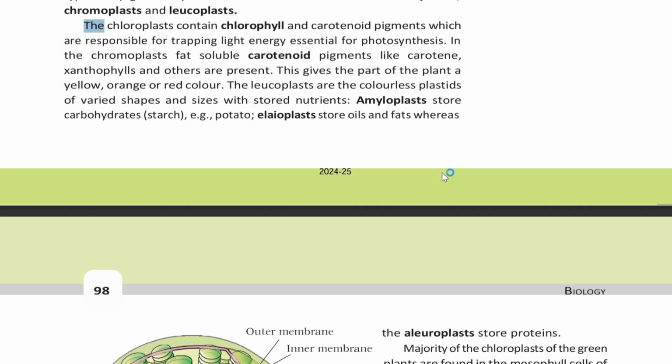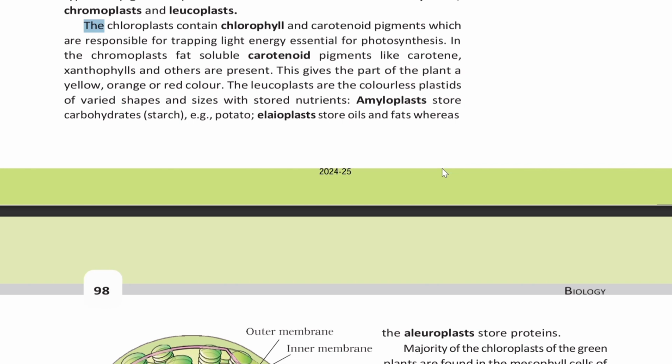The chloroplast contain chlorophyll and carotenoid pigments which are responsible for trapping light energy essential for photosynthesis. In the chromoplast, fat-soluble carotenoid pigments like carotene, xanthophylls, and others are present. This gives the part of the plant a yellow, orange, or red color.